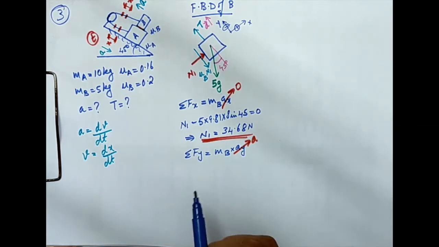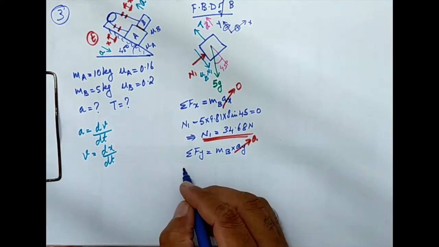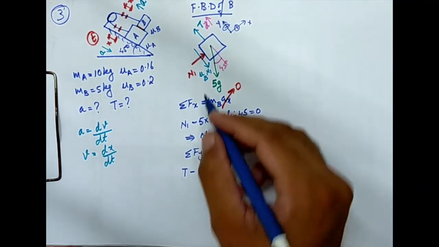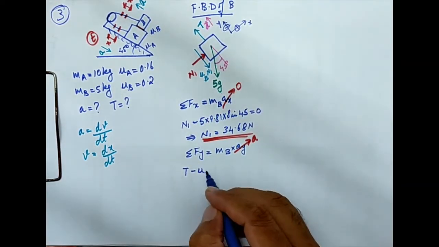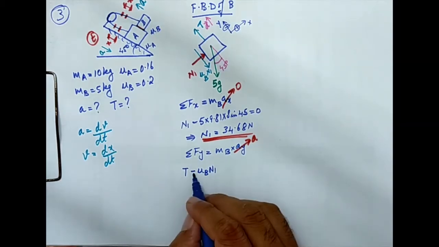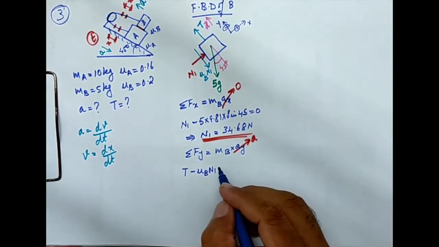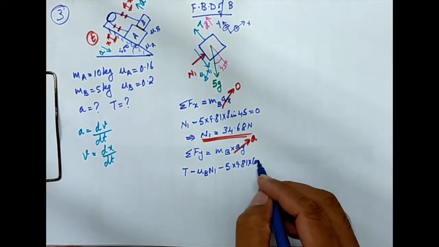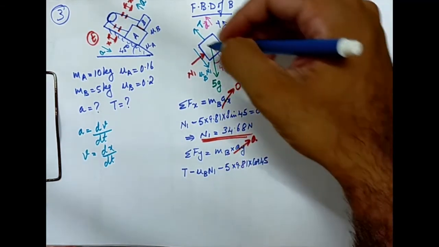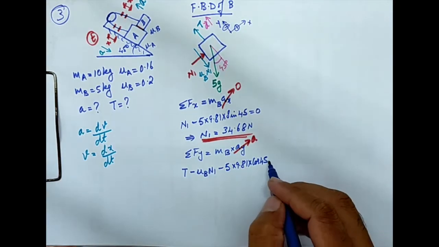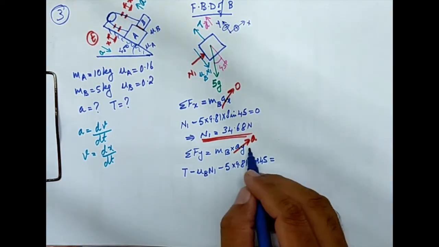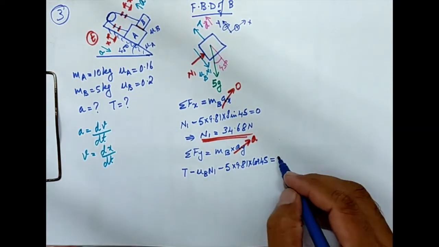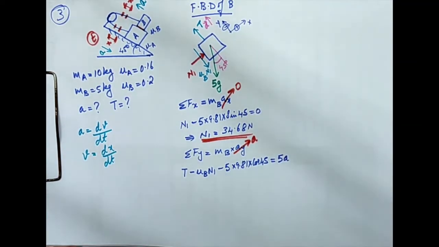Now I'm going to write that equation. So in the y direction I have T acting upward minus mu B N1, which is acting downward, hence it is negative. Similarly 5 into 9.81 into cos 45, that is also acting downward, equal to mb times a. mb we have the value as 5, so 5a.